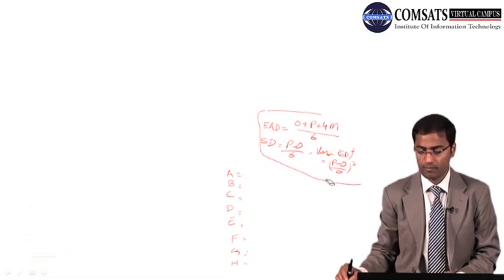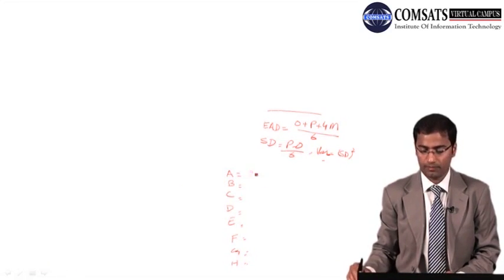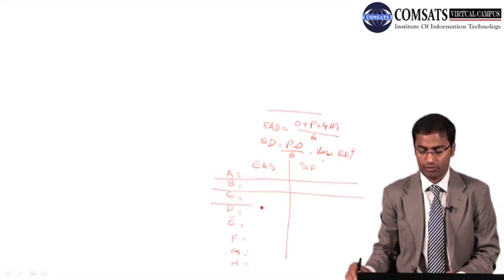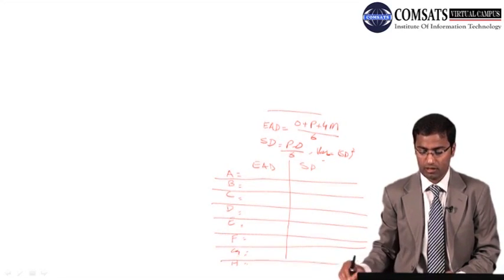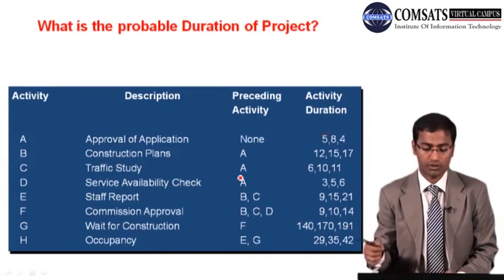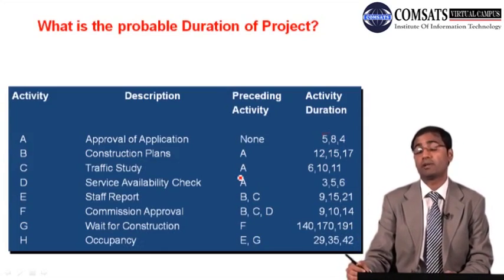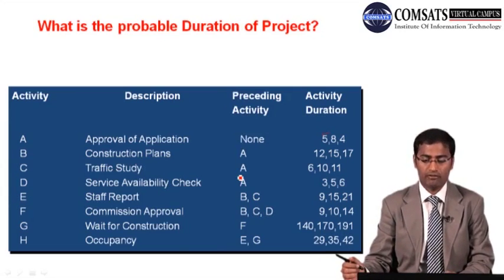Okay, let's draw that table, and this is EAD, and this is standard deviation. Okay, so let's have that table before we go and find out the duration of the total project by using PERT. We have to find the probable duration of the project, so there won't be one single duration for the project, but a range of durations will be available to us.